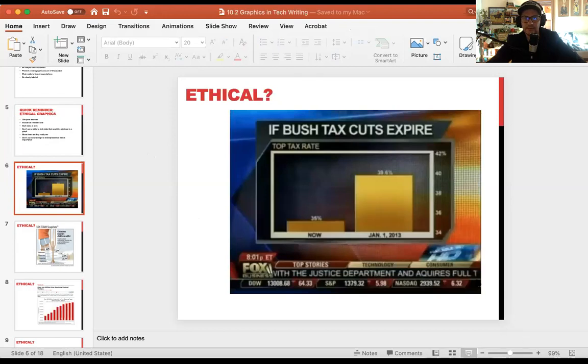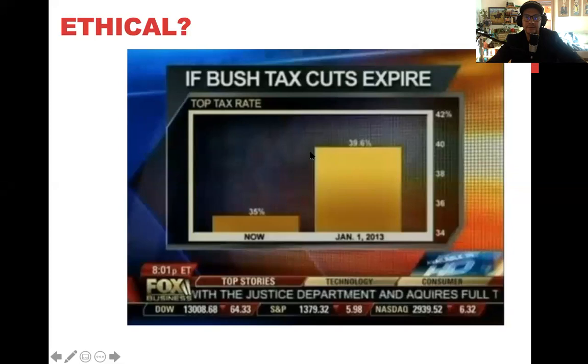Let's open this up all the way. All right. So it says, if Bush tax cuts expire, now you can see it's at 35%, the tax rate. But even before we see the percentages, look at how big it could go up if Bush tax cuts expire, right? So this was during Barack Obama's presidency, and Fox News, which is a conservative leaning news organization, showed this on their news channel. And it looks like it's going to go up 6 times, right? It's going to be 6 times worse.